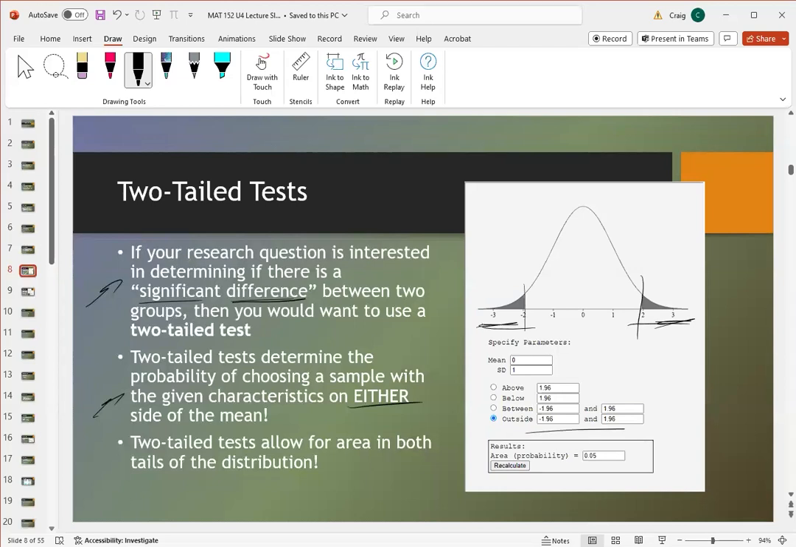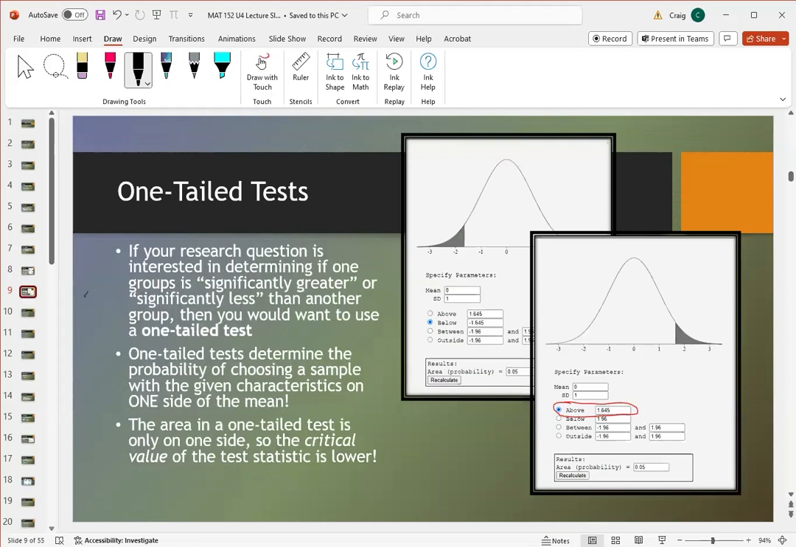Okay, this is, as you might recognize, the 95% value for z-scores. And that's what you see here in the pictures. If your research question is not really interested in just differences, but you want to determine if something is greater than or less than something else, then you would use what's called a one-tailed test.